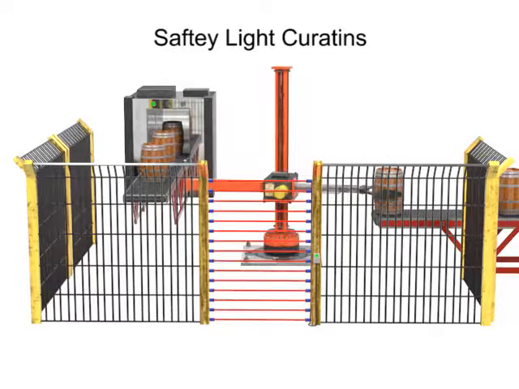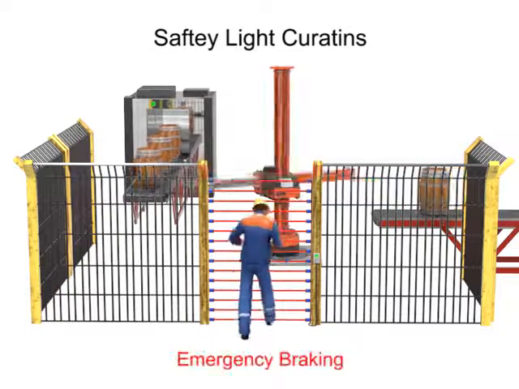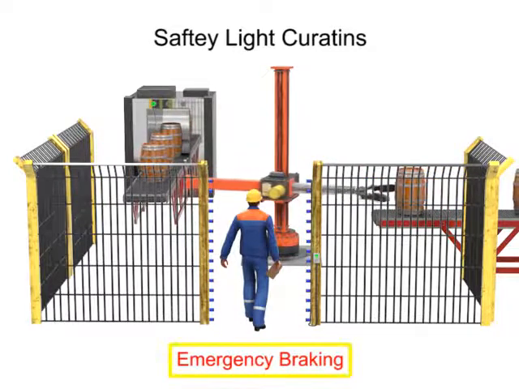In these cases, emergency braking of the robot is used in lieu of completely stopping. With emergency braking, the robot slows down work and does not stop suddenly.